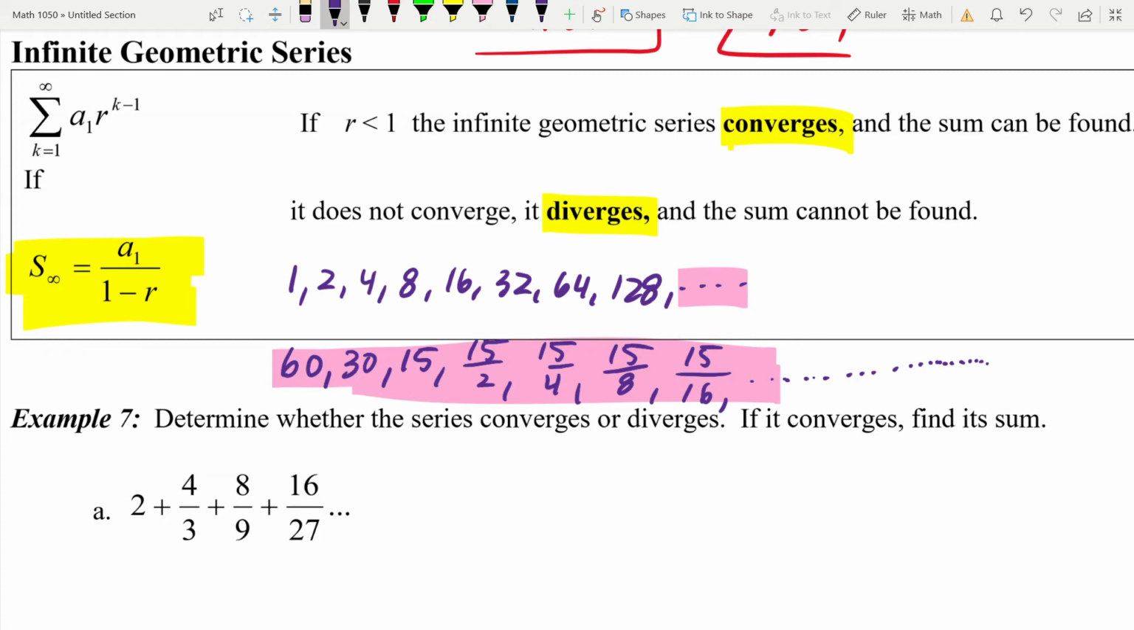It'll get so small that when you add that number, it doesn't make a difference anymore. So can you add that together? Yes, you can, because it's getting smaller. This is called converges. Okay, this is what converges looks like.